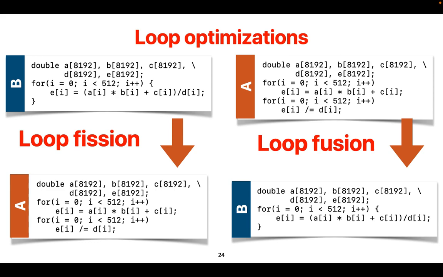So there is no golden rule saying that you should always do loop fission or loop fusion. It totally depends on what kind of processor you are running your code on.